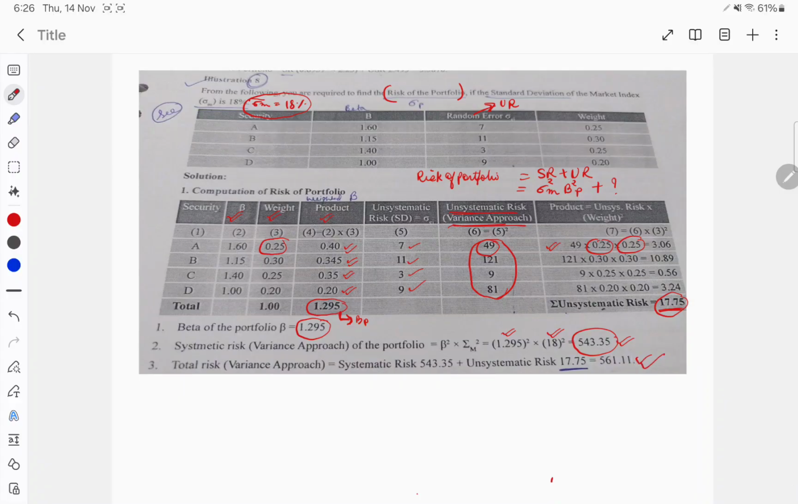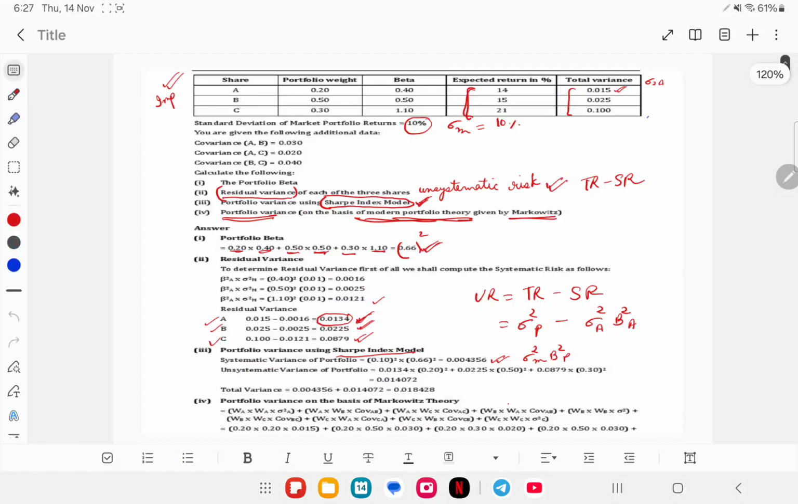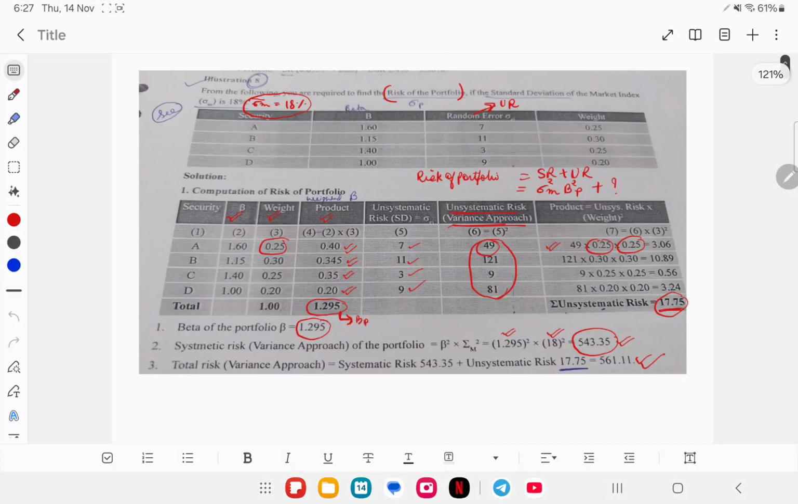So, giving a gist of this question: whenever in the question you have been given the values of beta of the securities, their weights, and something like random error, or something like, in the previous question, what was it written? Just let me check. Something like residual variance, if they tell you to calculate. So these are what? These are the random errors. Sorry, these are the unsystematic risk.